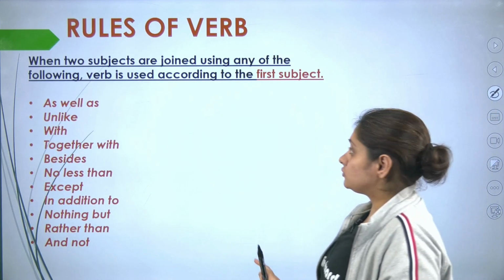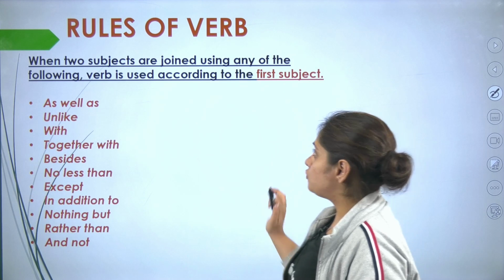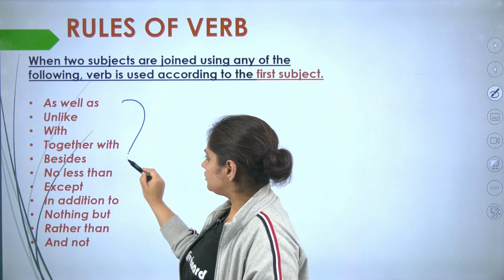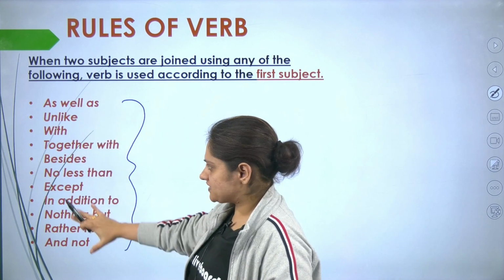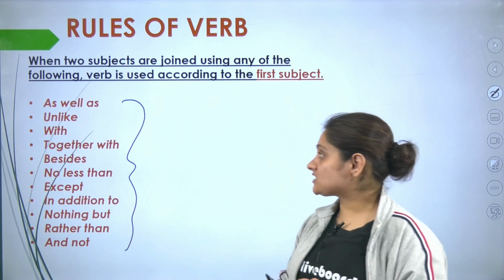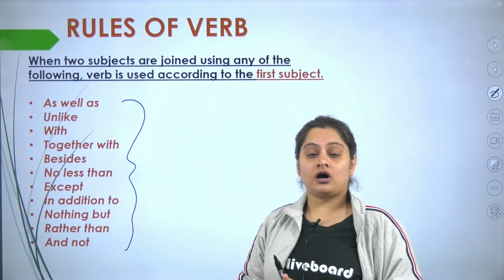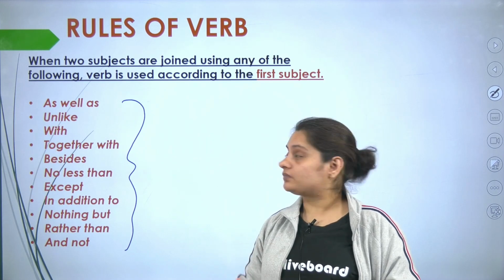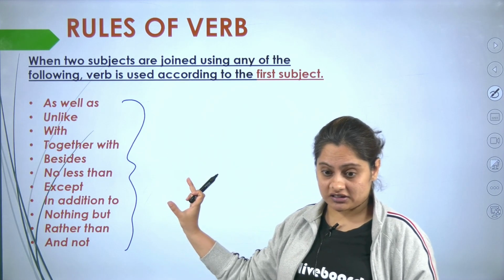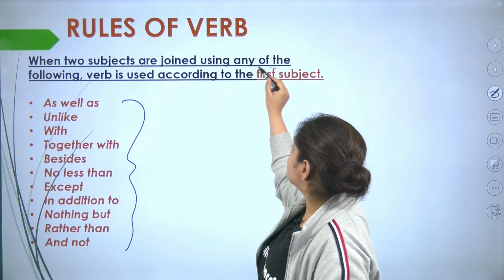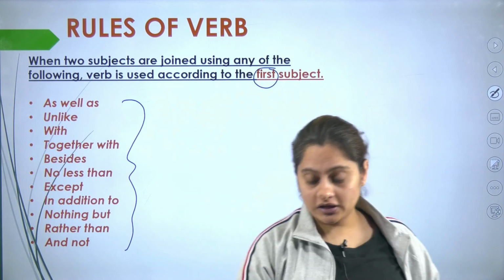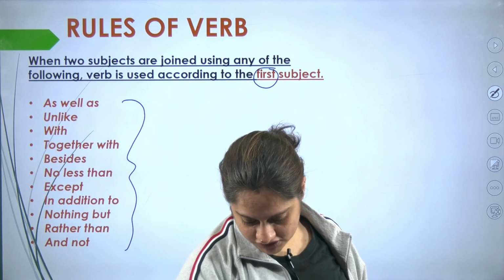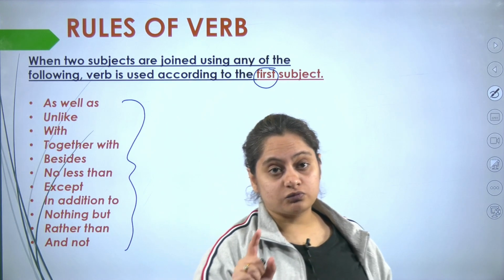Now let us start with the rules. The first one is here. When two subjects are joined using any of these phrases, remember this list: as well as, together with, along with, unlike, except, rather than, in addition to. If you add two subjects using these, the verb will be obviously according to the first subject. Okay, so always and always first subject you will use to determine the verb.